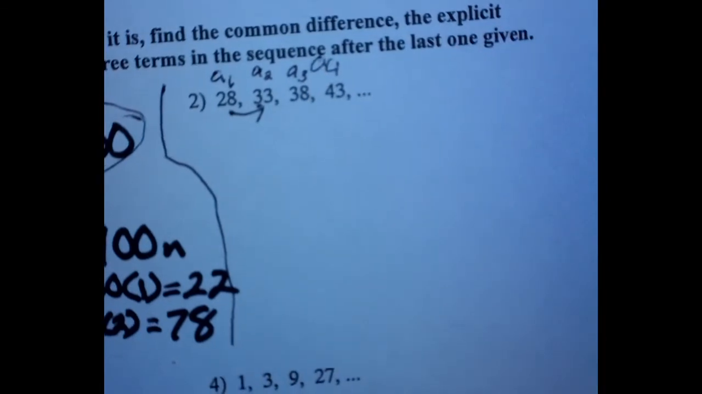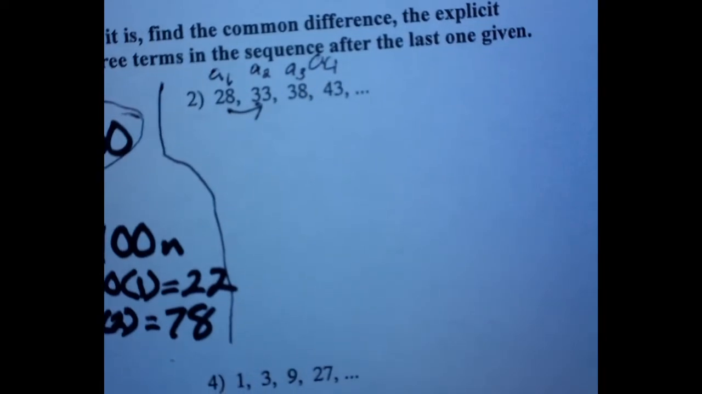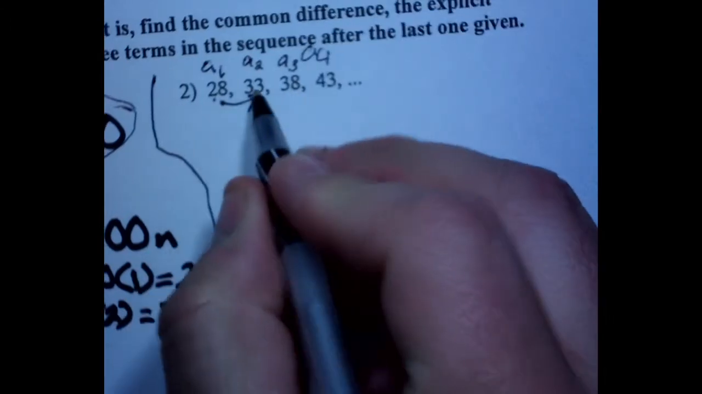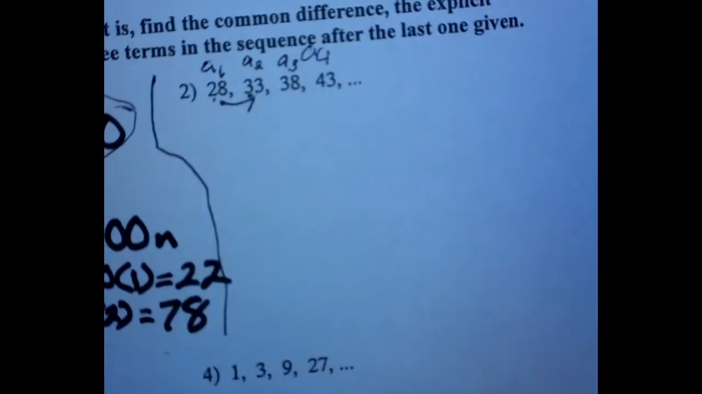So a is just a variable representing the sequence. And 1 is the first term, 2 is the second, 3 is the third term, 4 is the fourth, and so on. Now my common difference is going to be, what do I do to get from 28 to 33? We think it's add 5.